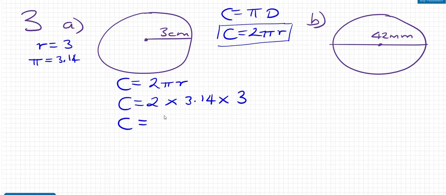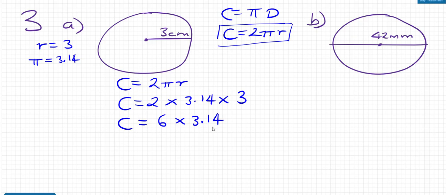Now at this point, I can just go, okay, just to simplify this, 2 times 3 is 6, so I've got 6 times 3.14. Now I'm multiplying with a decimal. Yes, you can put this into your calculator, but imagine you had no calculator. It's important to know how to do this. If you have forgotten, I'll show you quickly.